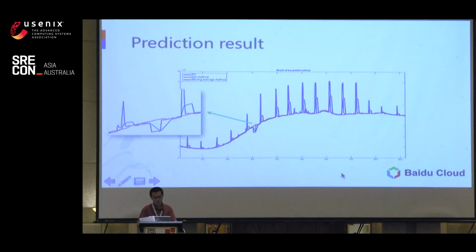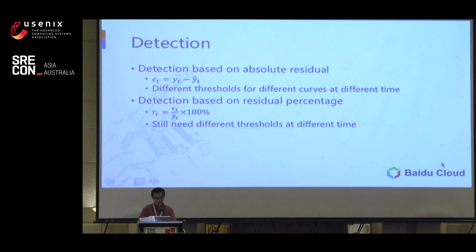We can see that our method successfully ignores the abnormal rise and sticks to the desirable baseline. Based on our prediction, we can compute the residue by subtracting the predicted value from the observed values. The residue cannot be directly used for anomaly detection because the normal amplitude of the residue change is different for different curves at different times. This means we would need to set a lot of thresholds in order to get a precise detection.